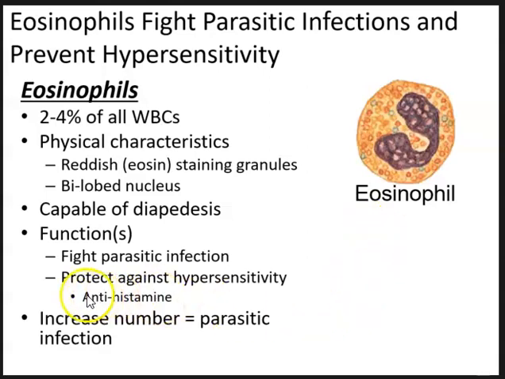With regards to protecting against allergic reactions by releasing antihistamines, they block the release of histamine. Now, histamine is what causes the allergic response, causes the inflammation, and all the things that you'll see with an inflammatory response. When we think of antihistamines, we think of medications that we can get over the counter, such as Benadryl or Claritin. So these medications basically block the release of histamine. And again, an increased number of eosinophils usually is indicative of a parasitic infection.